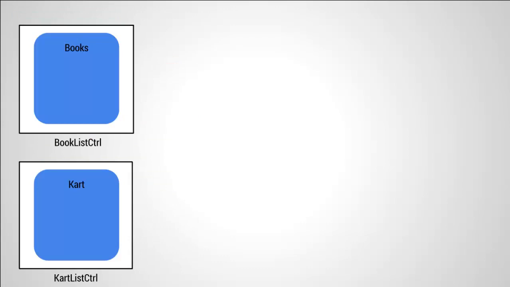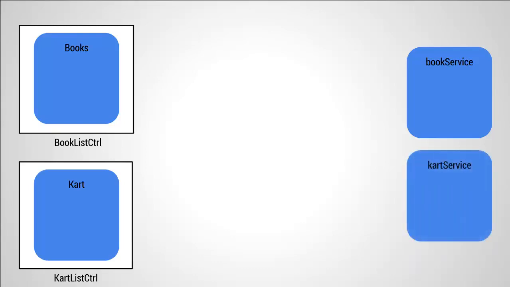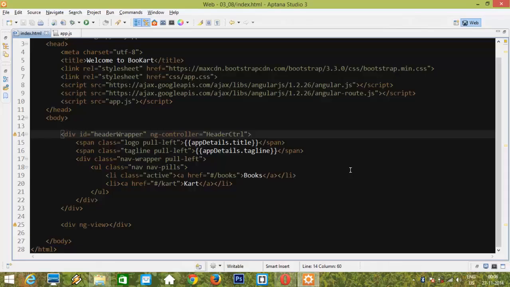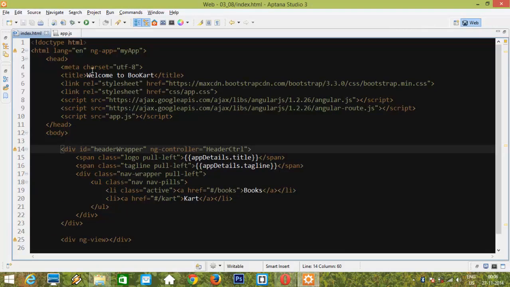So we will create the first dependency which will be responsible for handling data and business logic for book view. Maybe we can call it a book service. Second dependency is a cart service, responsible for data and business logic of cart view. Then we will inject these services using the injector object inside our controllers. These services will be responsible for populating and modifying data models for our views. Let's start with the first service, book service.